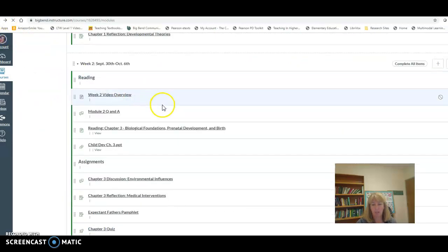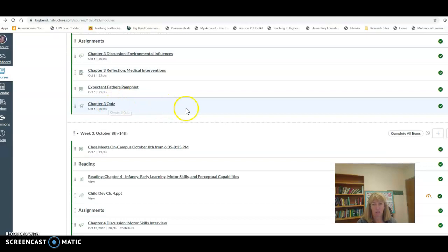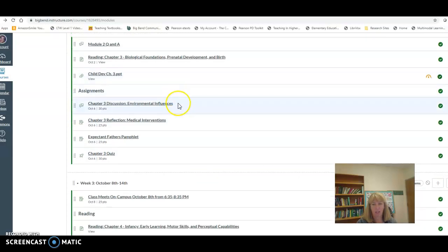And then it's just the quiz. Chapter 3 quiz. Okay, so Chapter 3, discussion board. What environmental influences should you focus on if you were in charge of that? Medical interventions reflection, which is just a private paper you're writing and sending to me. And then your pamphlet. Okay, so you're going to upload this as a Word document, so you don't actually have to print it and find color ink and all of that. It's just going to come to me like the sample I just showed you on the screen.